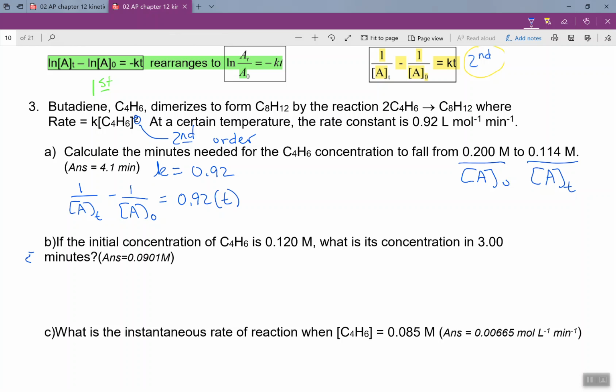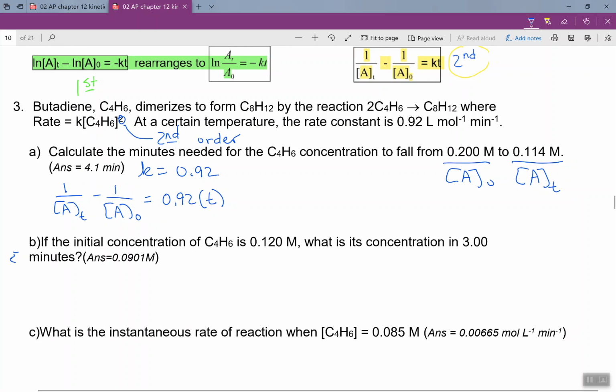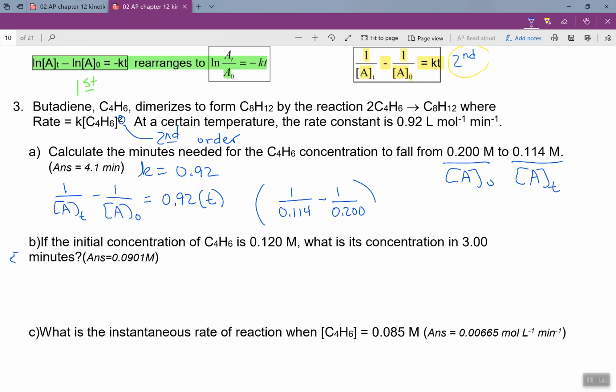So we substitute our concentrations. So we have 1 over 0.114 minus 1 over 0.200, and that is going to be equal to 0.92 times t. We solve for t, and t is going to be approximately equal to 4.1 minutes. Let's put a little box around it to show that we're done.